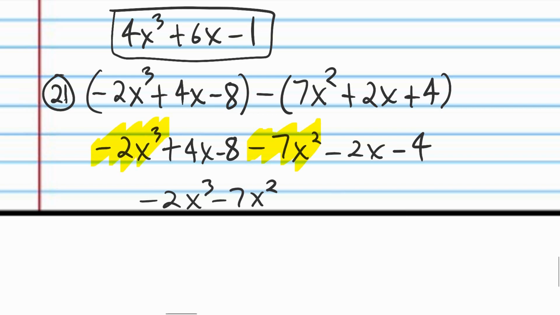And 4x minus 2x is 2x. Negative 8 minus 4 is negative 12. So if you got that answer, good job.